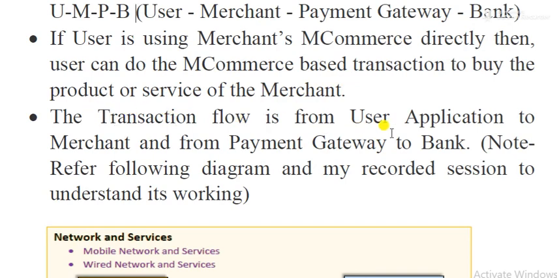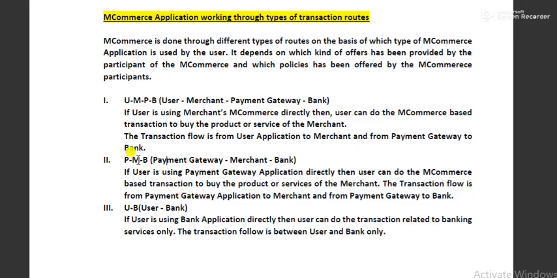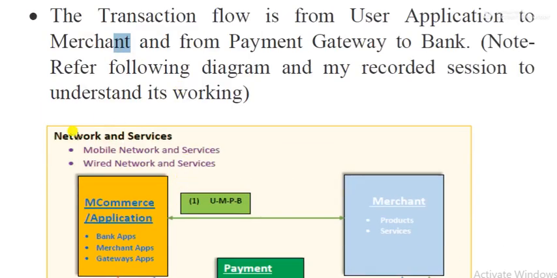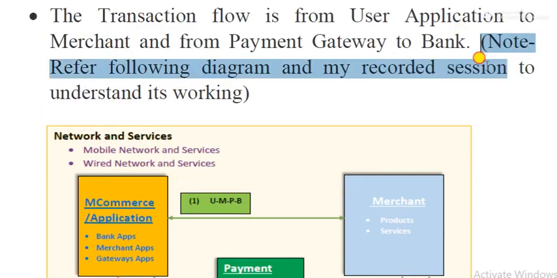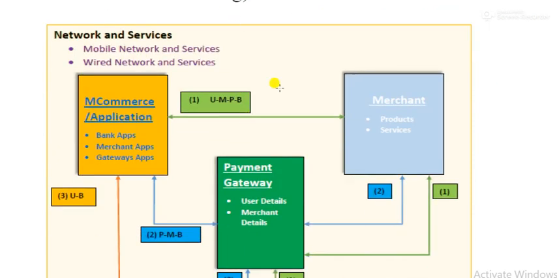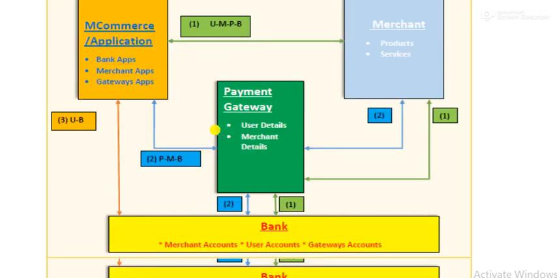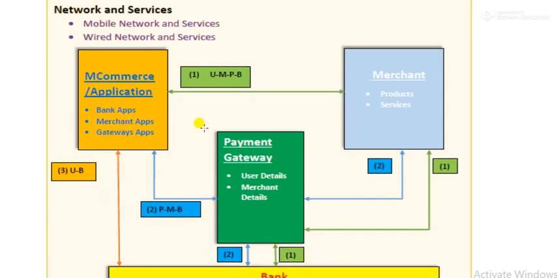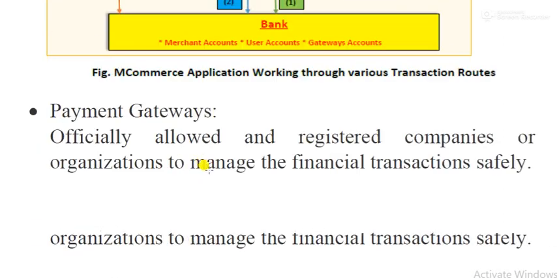The transaction flow is from user application and so on. Something is explained here also. You can refer to this PDF file. And after that, here the point is mentioned: note, refer to the following diagram and my recorded session. So just try to go through my recorded session for a more in-depth understanding of this point, and you can explain its theory after this architecture here.